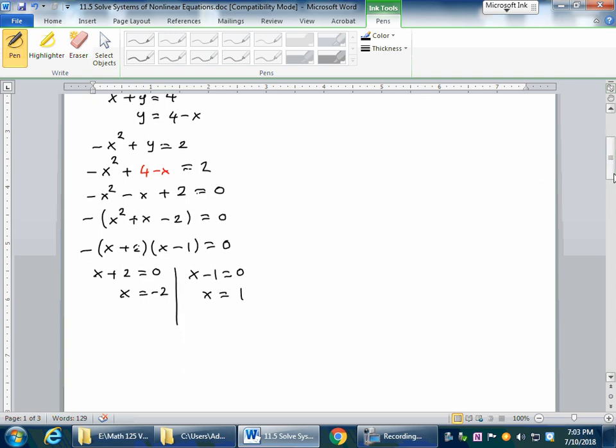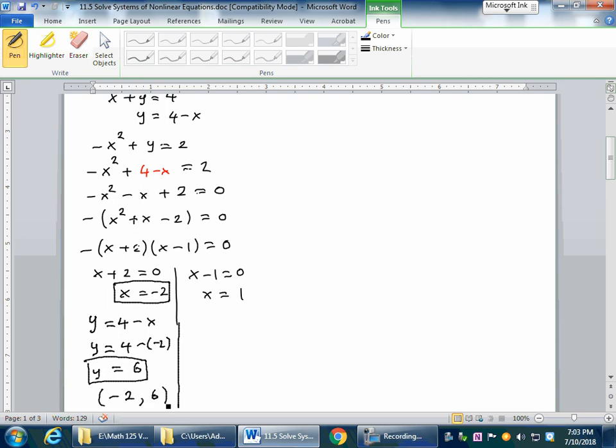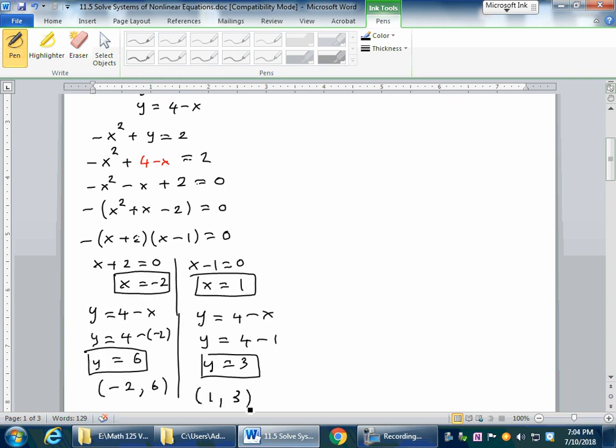Now we have two situations, so we're going to use each x value to find the corresponding y value. Substitute into the equation y equals 4 minus x. When x is negative 2, that is 4 minus negative 2, which becomes 6. Now you have the x coordinate and y coordinate, so I need to put it in an ordered pair. My first solution is negative 2 comma 6. Now I'm going to work on my second solution when x equals 1. Then y equals 4 minus 1, so I got y equals 3. This gives us our second solution, which is 1 comma 3.